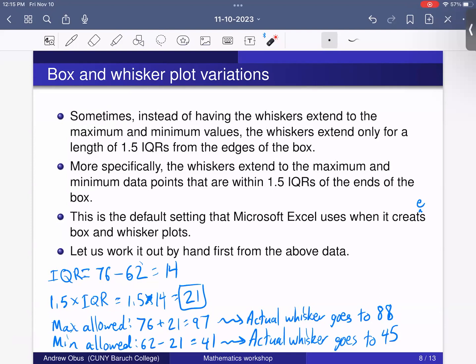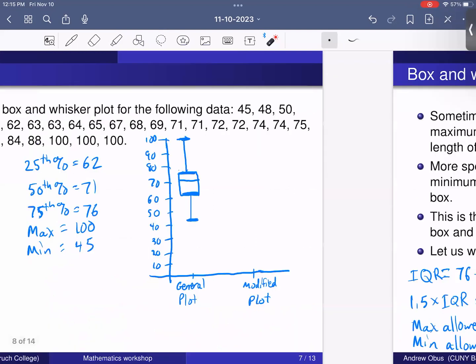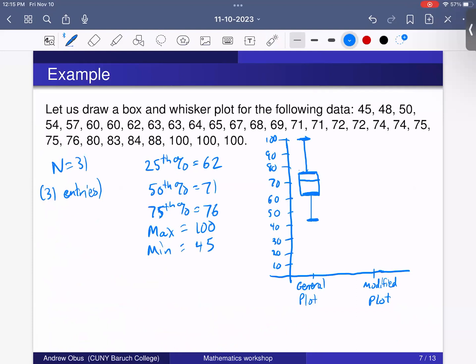So we think of these hundreds basically as mistakes. We don't want to write them in the data set. There may be measurement mistakes or something. So what we actually do is we just go up to 88. And then the minimum whisker will go to 45. So if we look at it, it's going to look almost exactly the same. The box doesn't change when you do this modified plot.